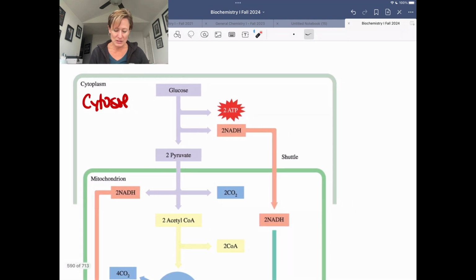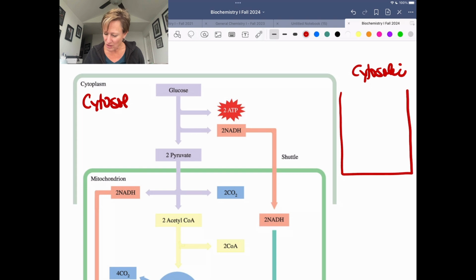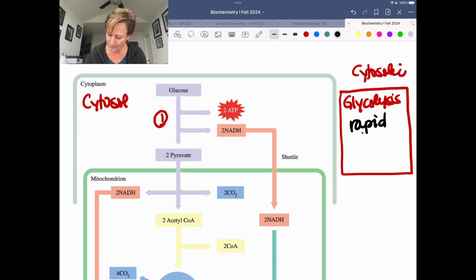So if we think about the processes that we've talked about that are cytosolic, while we will learn many more, we've centered ourselves on thinking about glycolysis. Glycolysis is the process over there, glucose to pyruvate. Now, when we think about the words we use to describe glycolysis, we said that it was rapid, but inefficient.